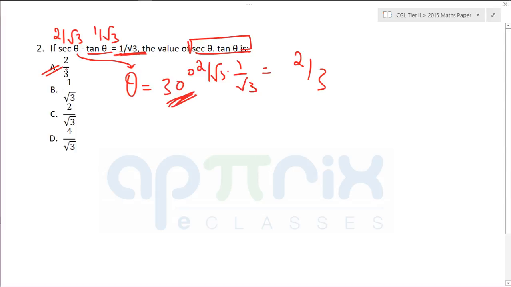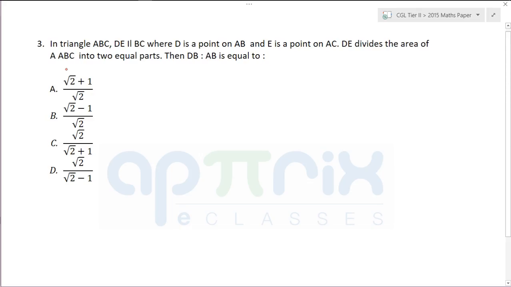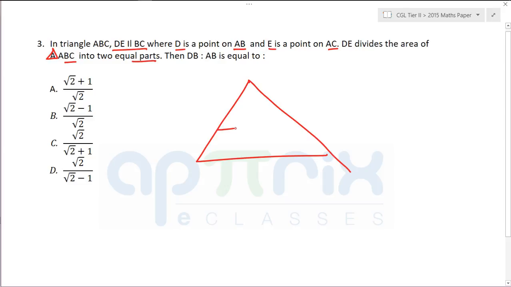I am going ahead. Assuming this question was damn easier, it does not require any other explanation. Question number 3. It says that there is a triangle where DE is parallel to BC, very well-known case, where D is the point on AB and E is the point on AC. DE is dividing the area of triangle ABC into two equal parts. That's very important. I am drawing the triangle here, and it is simply saying DE is definitely parallel to BC.